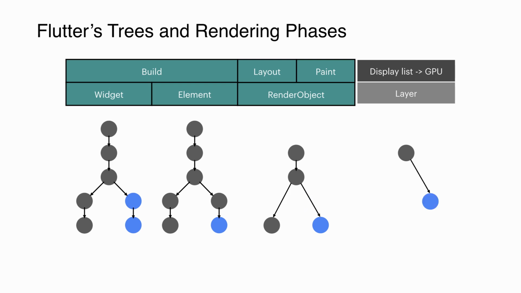And finally, we will have our different layers or our different display lists that will be sent to the GPU to be rasterized. So now that we have a good overview of Flutter's rendering pipeline and what widgets, elements, and render objects are, we can finally delve into doing some actual performance improvement and taking a look at some actual code. So in the next lecture, we will start taking a look at some practical examples.